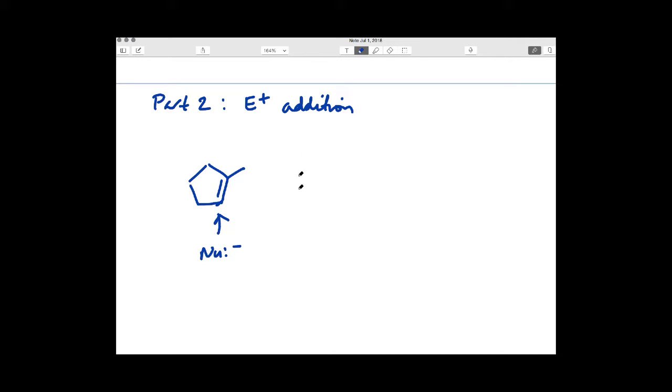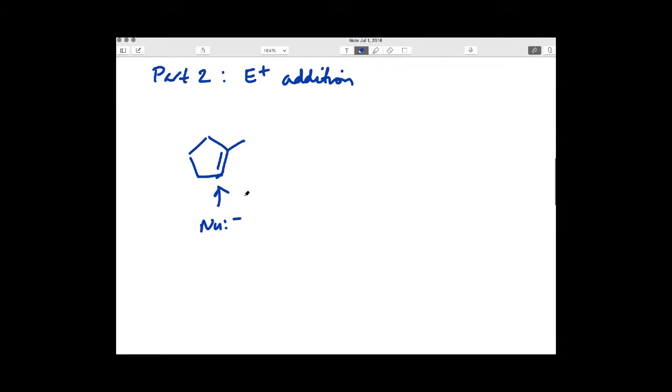So I want to know what are all the different electrophiles that will react with this nucleophile. Okay, grab onto your seats. We're going to go sort of fast, but you can always pause it or replay it as needed. Our first reaction is HX.